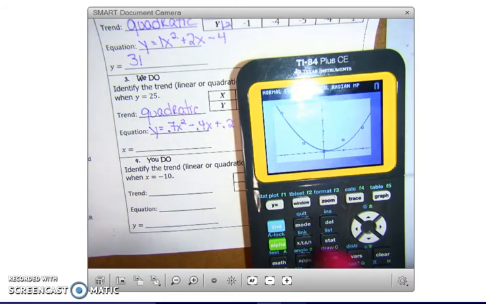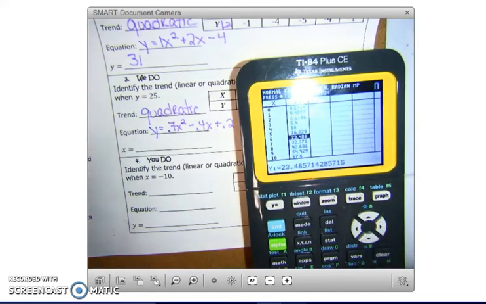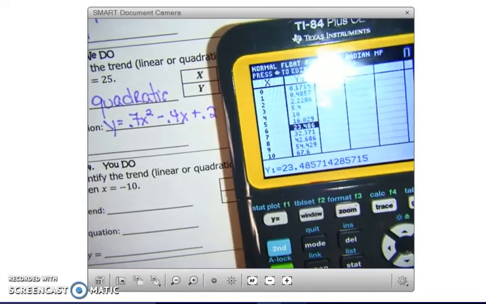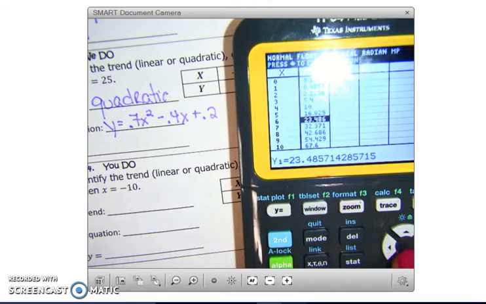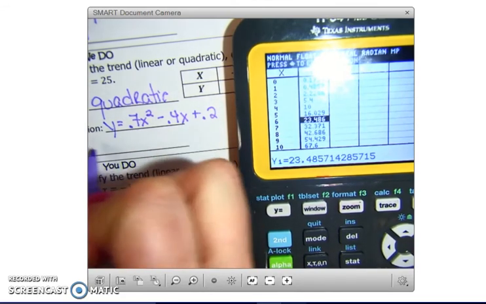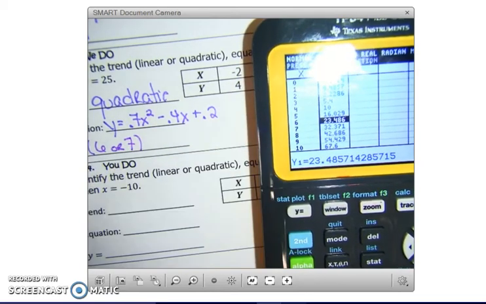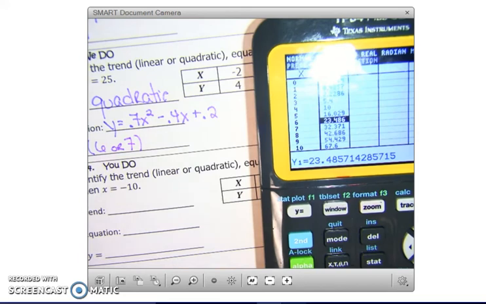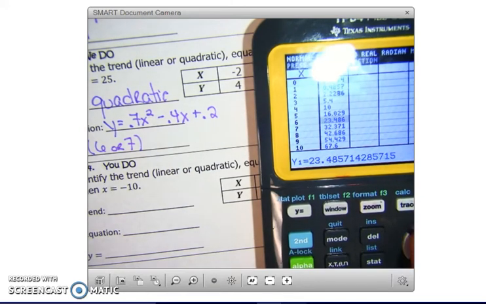Now, in this case, it says when y is 25. If I look down my y column, and I'll zoom in so you guys can see, there is no 25. I have 23, and then I have 32. So x has to be somewhere between 6 or 7. Now, we can plug it in for y and solve it. I'm not worried about that. The big thing you need to keep in mind is it's somewhere between 6 and 7.